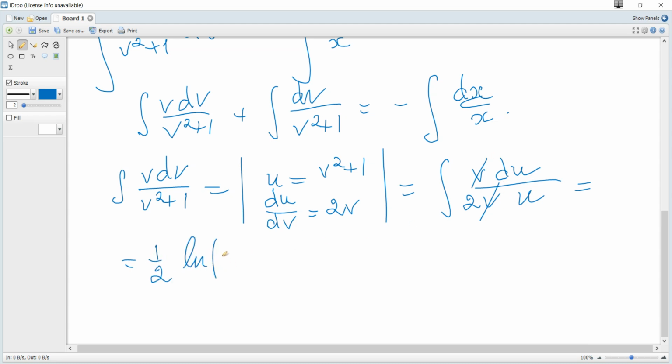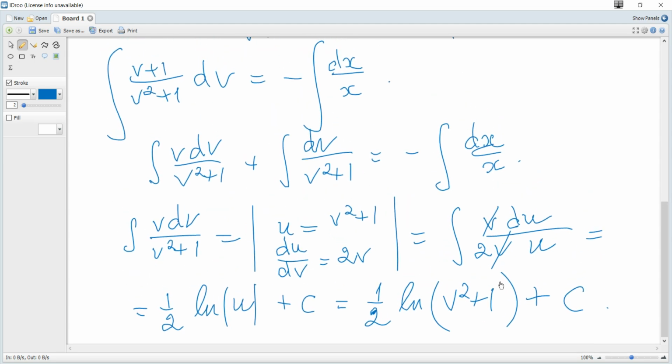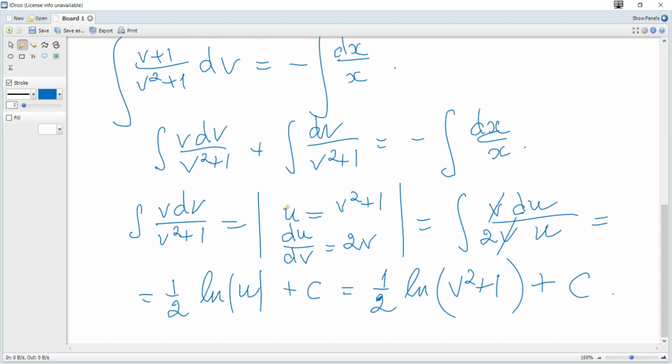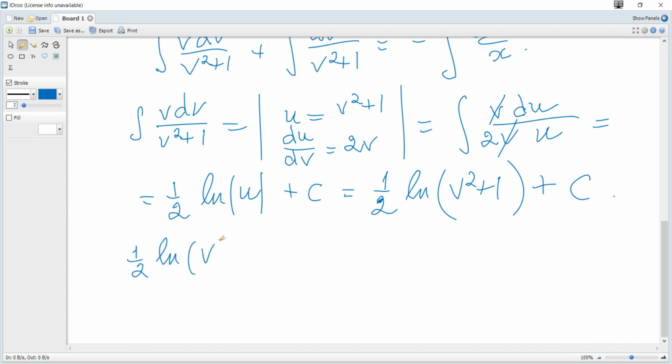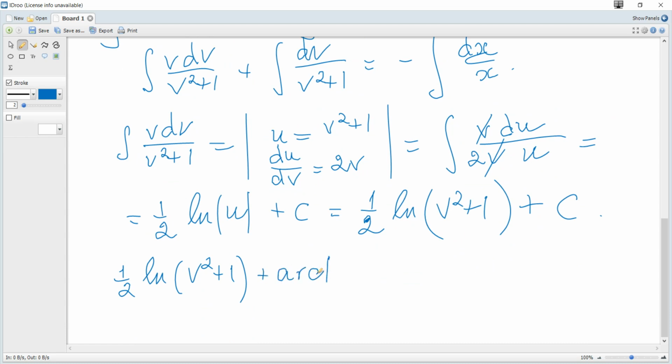The integrand has v over u, and v cancels, so it becomes a half integral du over u, which is ln of the absolute value of u plus some constant. So it becomes a half ln of the absolute value of v squared plus 1. It's positive, so we cannot write these bars. So we get a half ln of v squared plus 1 plus arctangent of v is negative ln of the absolute value of x plus some constant.